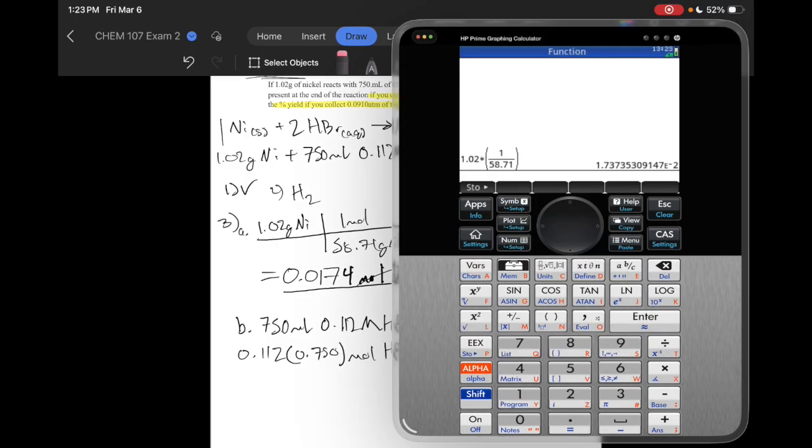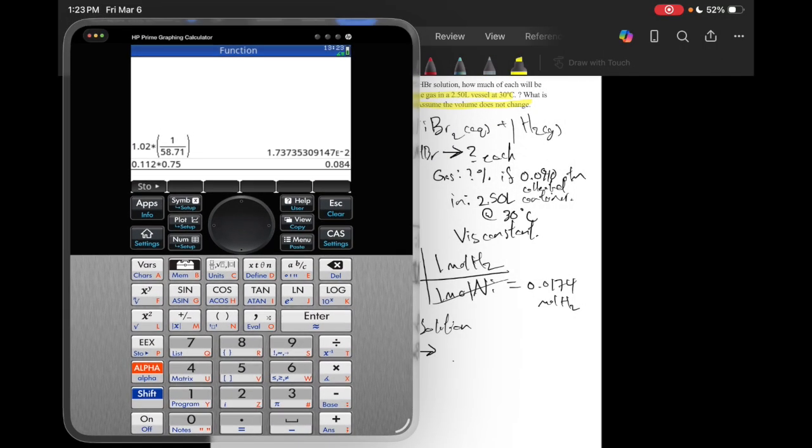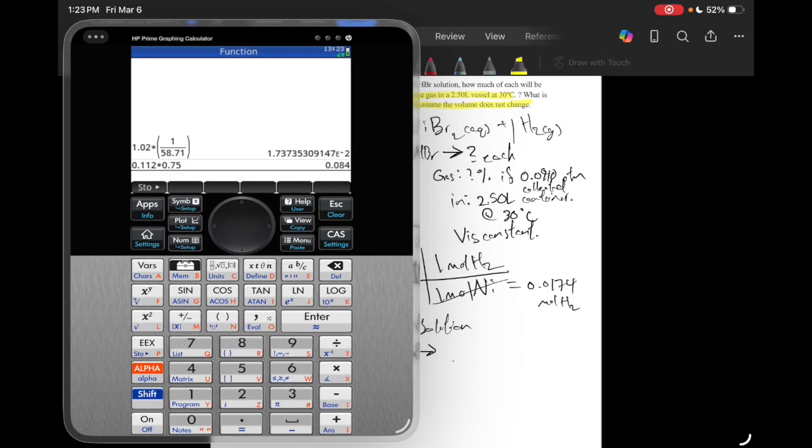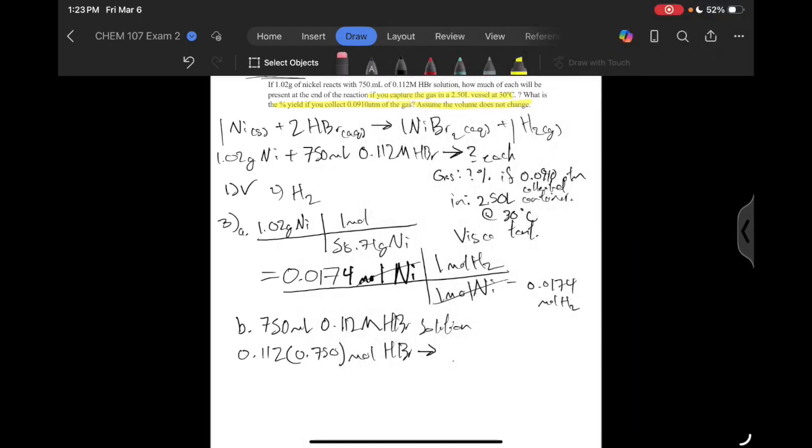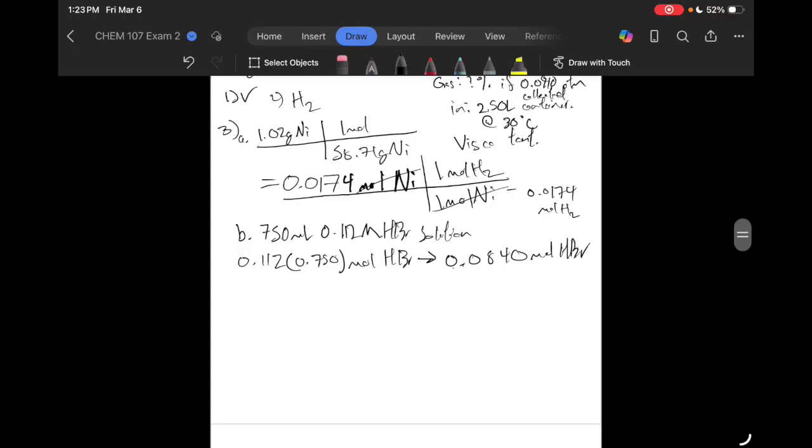So that's going to give us 0.112 times 0.750. That's going to give us 0.0840 moles of HBr. Again, I just added 0 because of 3 significant figures. So now we have moles of HBr, and let's convert that to moles of H2 using our molar ratio.